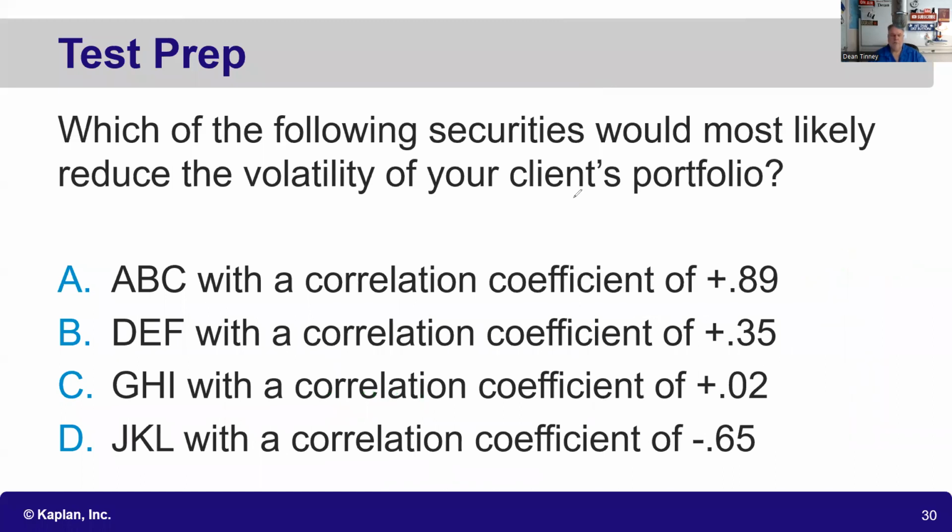Which of the following securities would most likely reduce the volatility of your client's portfolio? So you should definitely know positive correlation. Positive correlation are things that move in the same direction, in this case, securities. Zero correlation, no discernible pattern, and negative correlation. This is very much a test question.